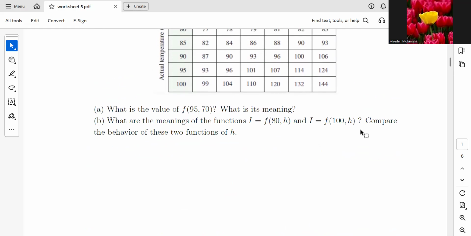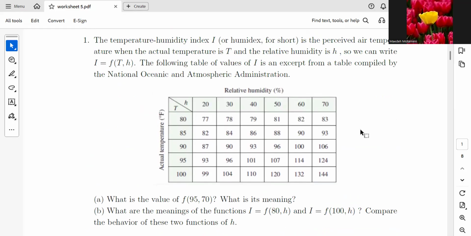So for the first part, the question is, what is the value of f of 95 and 70? As we see in the order that we have here, the first one is about actual temperature and the second one is about the relative humidity. So when it says f of 95 and 70, we're going to connect them. 95 is here and 70 is here.